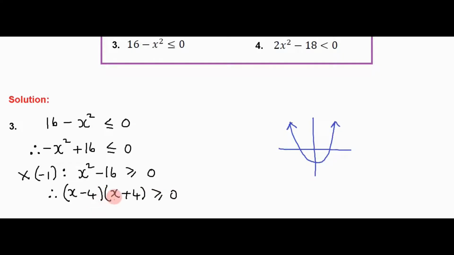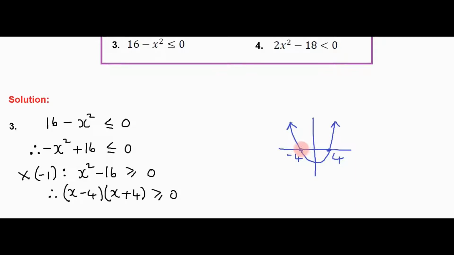Now the roots here are negative and positive 4. Now, what does this inequality really mean in terms of the graph? It's asking for which values of x will the graph of y equals x squared minus 16 be either equal to 0 or positive, in other words, above the x-axis.